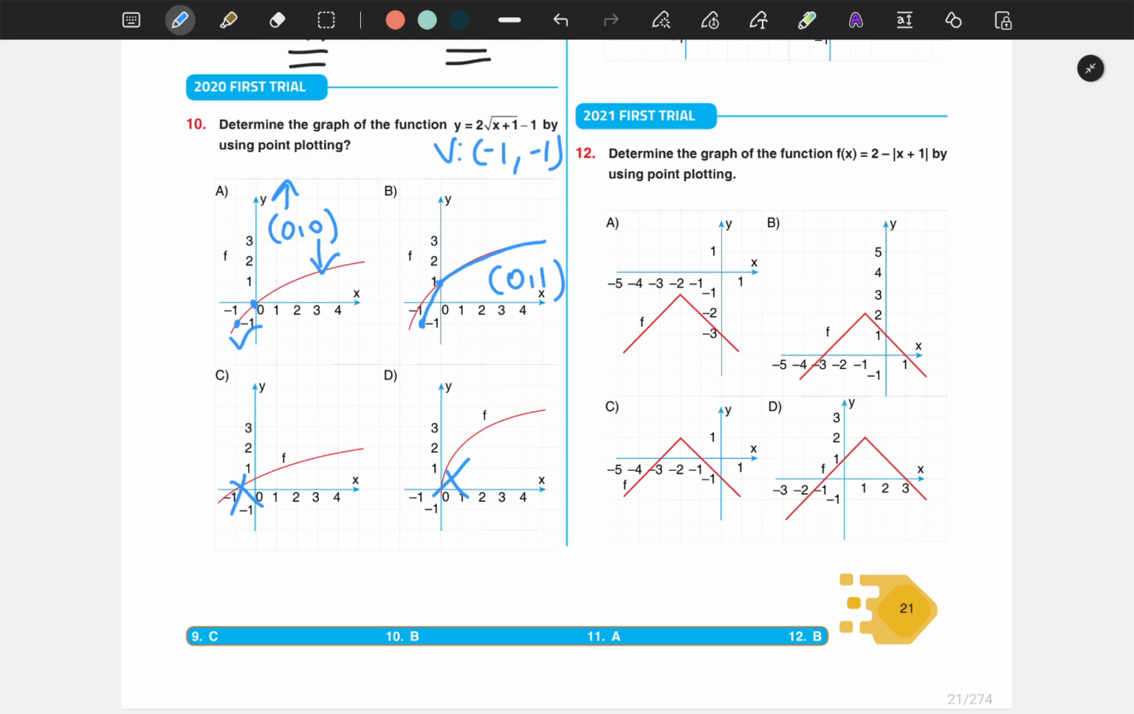Let me check. 2 times 0 plus 1 minus 1. 0 plus 1 is 1. 2 times 1 is 2, minus 1, 1, isn't it? I replace the 0, I get the 1. It means that A can't be, but when I replace the 0, if I get the 1, B is the correct option. Okay, next question.